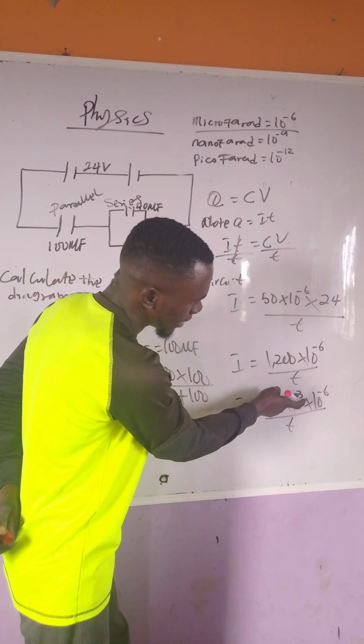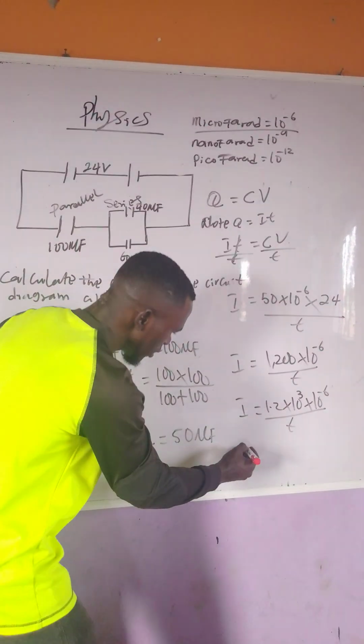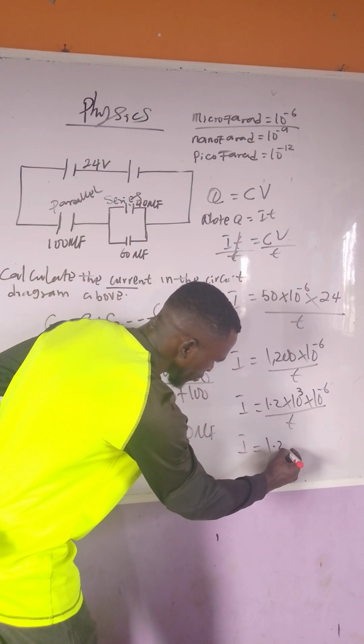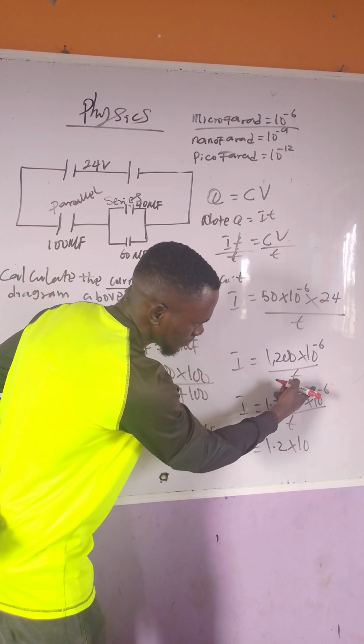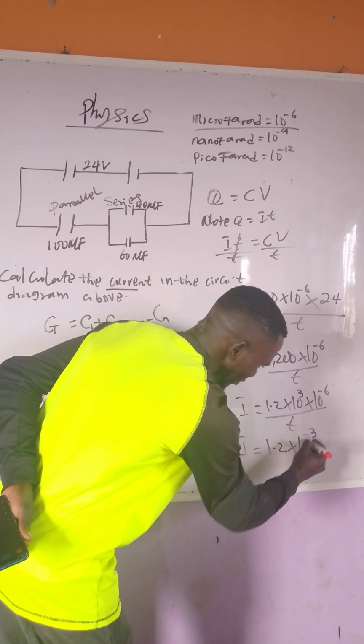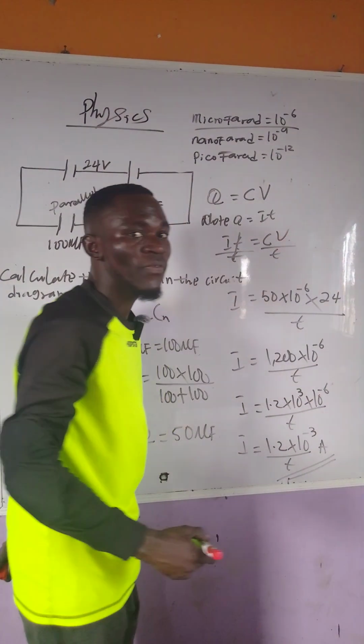And when you add this 3 and this minus 6, that will give us minus 3, right? So I'm going to have the current equals 1.2 times 10 to the power of 3 plus minus 6, which gives minus 3, over t, in amperes. I find this very interesting.